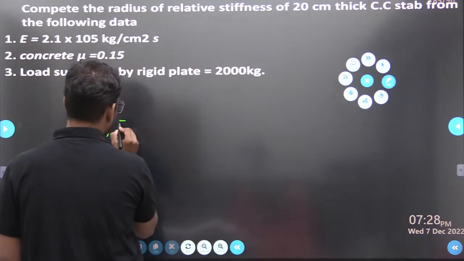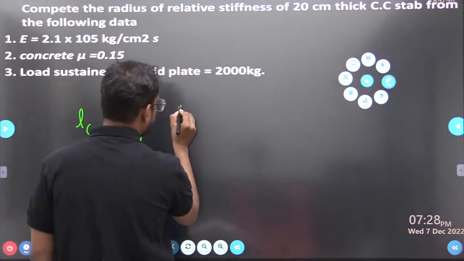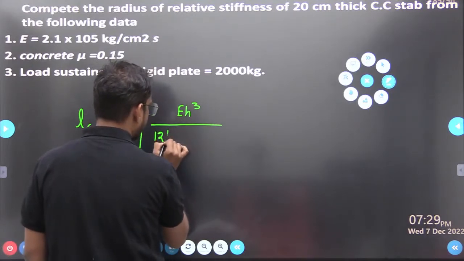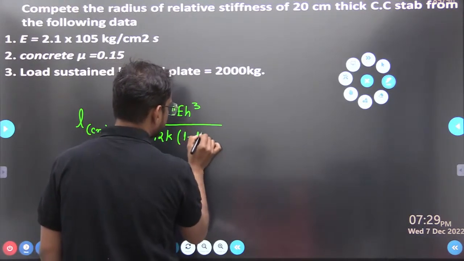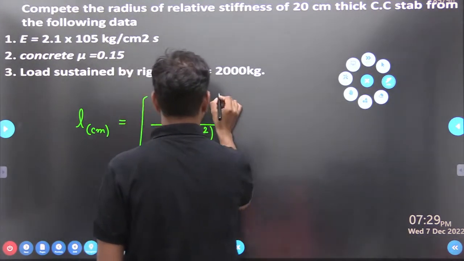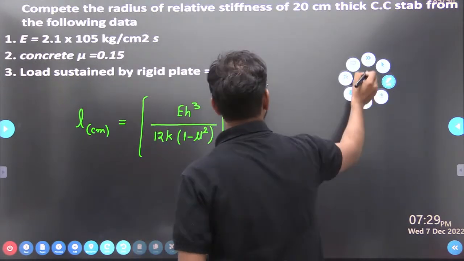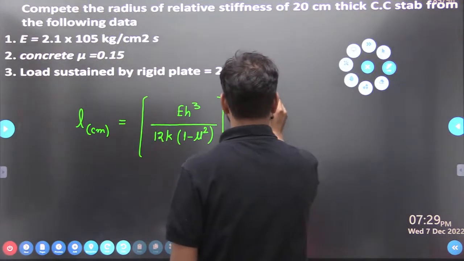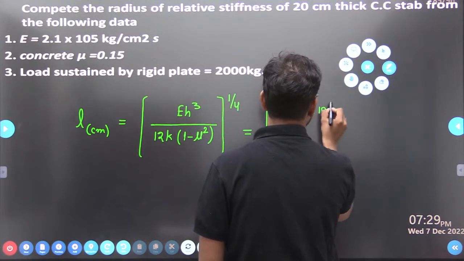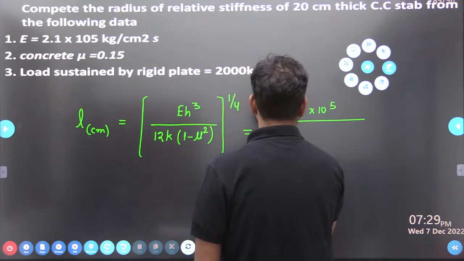If I am interested to calculate small l in centimeter, the value is equal to Eh cube dividing by 12k(1 minus mu square), whole raised to power 1 by 4. This is the value. So what do you mean about E? The value of E is 2.1 into 10 raised to power 5 kilogram per centimeter square, dividing by 12k. Now what is the value of K?